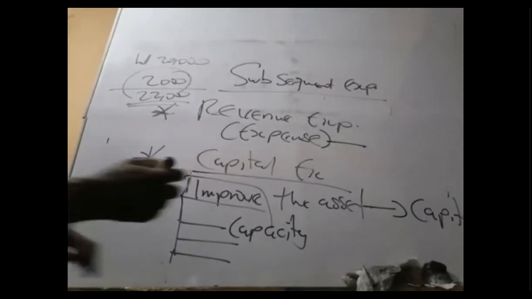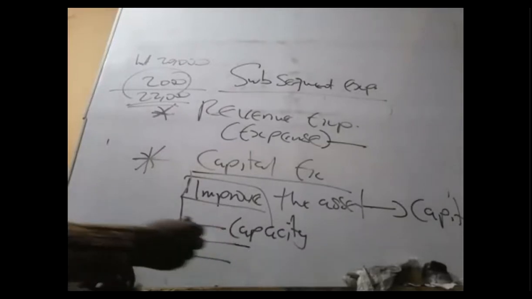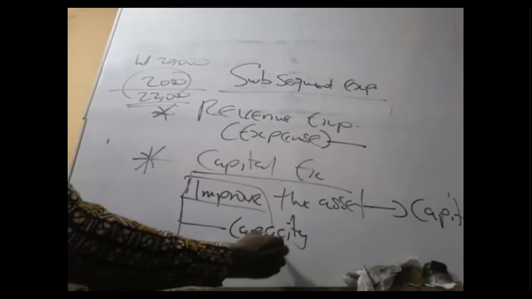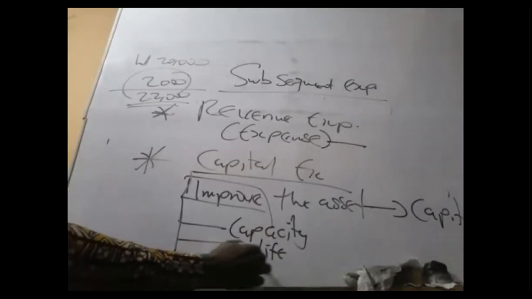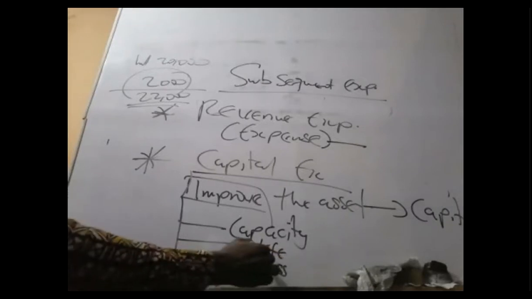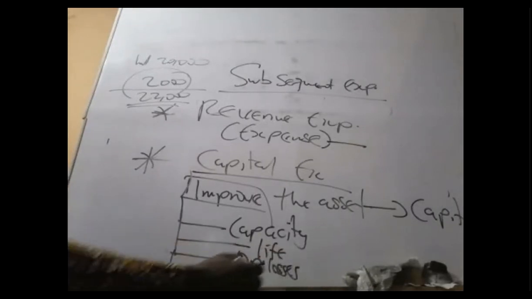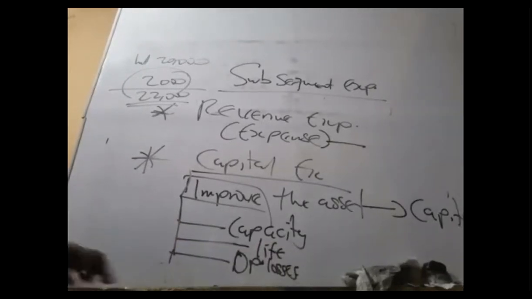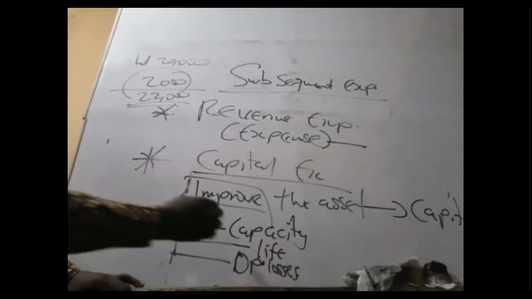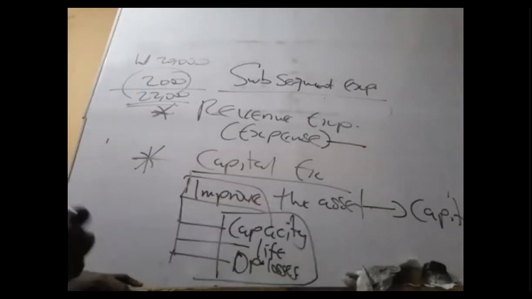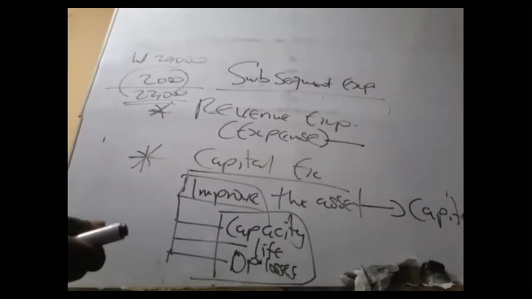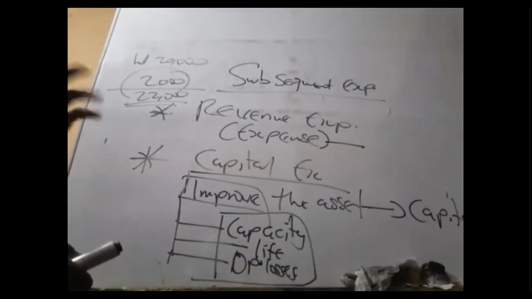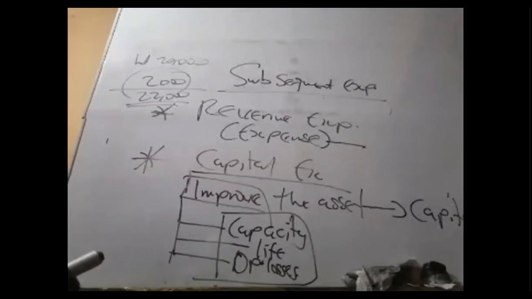The next one is if the life of the asset has been increased, and then reduction in operating losses. That's all. So these are the only three items that amount to improvement. Even if one is there, improvement has taken place. That's all. Improvement has taken place.